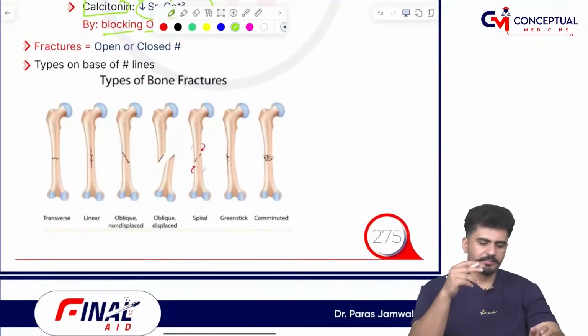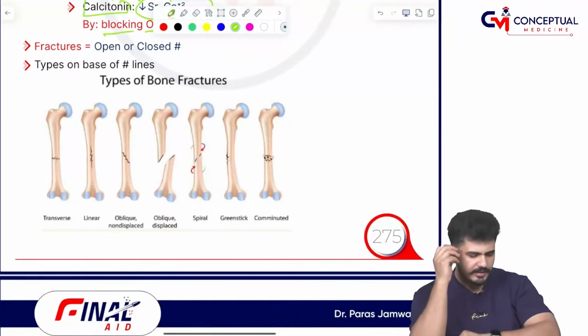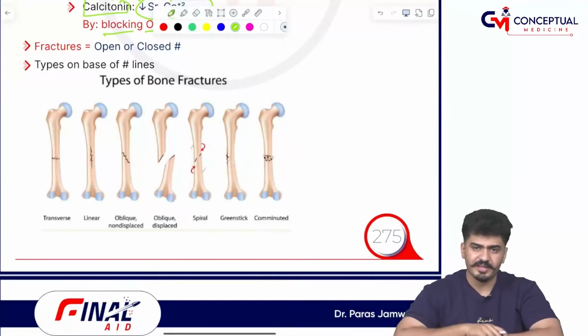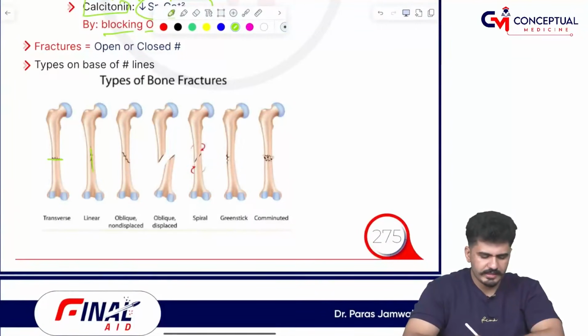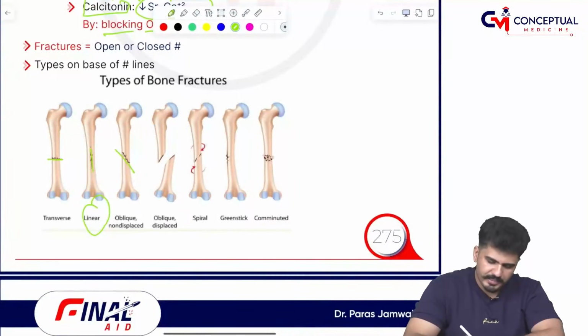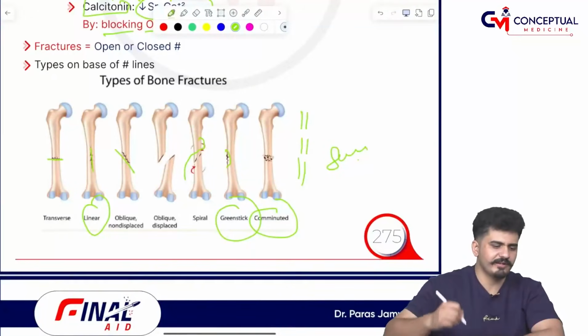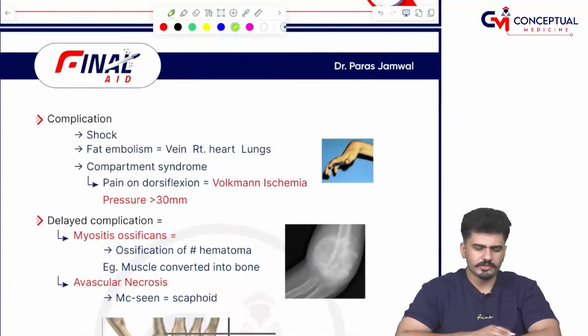Now fractures, different types of fractures we have to talk about. First of all, open fractures and closed fractures. So my dear ladies and gentlemen, open and closed fracture is one classification, other is on the basis of the fracture line. If a straight line is there, transverse. If linear line is there, linear fracture, oblique, non-displaced, oblique displaced. Spiral fracture is there, greenstick fracture is there, then there will be a comminuted. One more fracture is there when bone is cut into different segments, that is called a segmented fracture. Now let's talk about the complications.